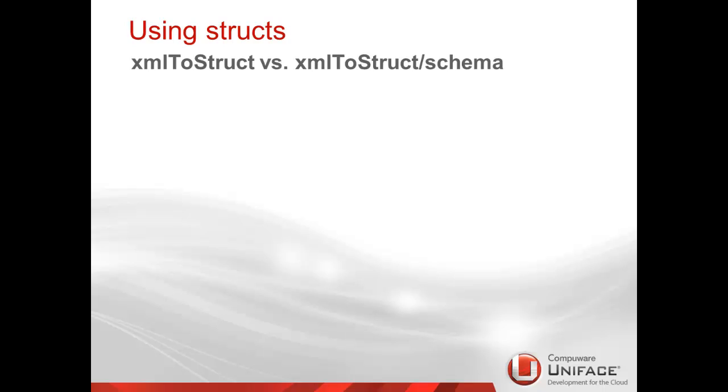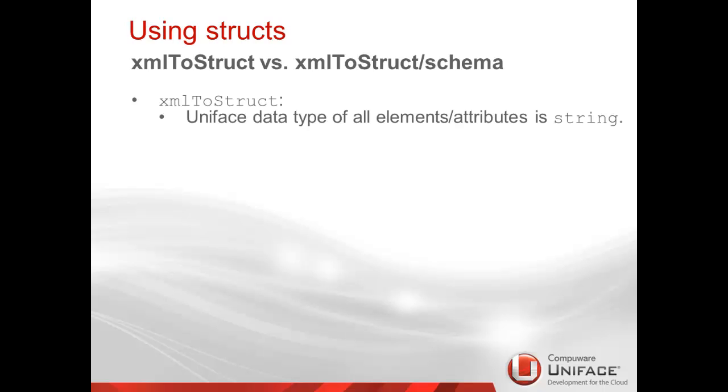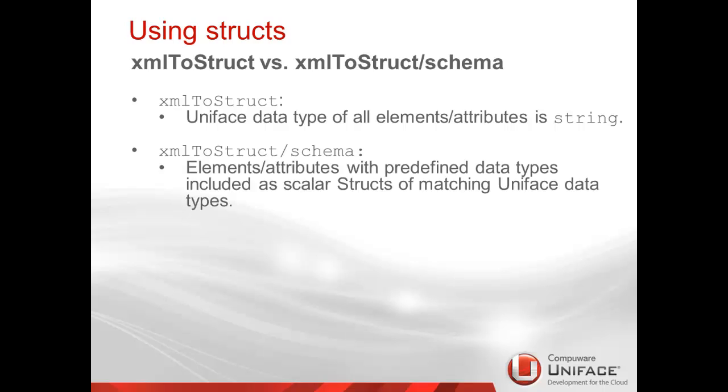The XML to struct instruction also has a /schema switch. If /schema is not specified, the Uniface data type of every element and attribute is string. If the /schema switch is specified, elements and attributes with predefined data types are included in the struct as scalar structs of matching Uniface data types. The values themselves are converted to Uniface format.